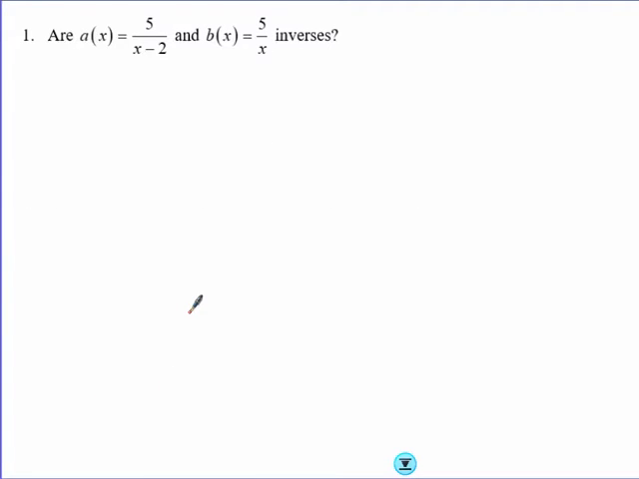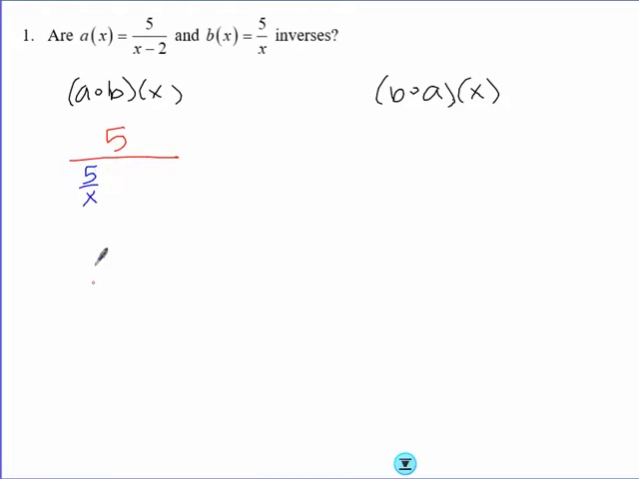So our first question is, are a of x and b of x inverses? To determine this, we need to find a of b of x and b of a of x. If they are inverses, then both of these compositions will be equal to x. So first, let's find a of b of x. This means we are plugging b of x into a of x. So we have this composition here.